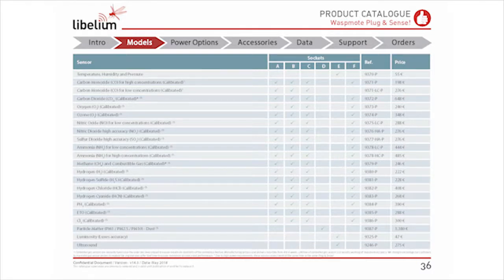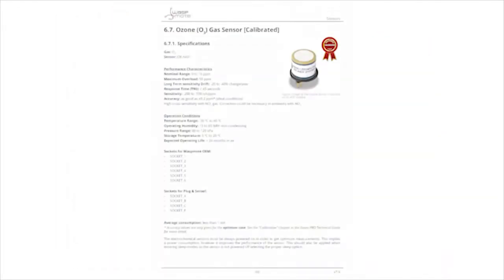You have a list of 18 gases sensors to choose among. On the technical guides, you have the range and the accuracy of each sensor. Please be sure that the features of the sensor accomplish the customer's expectancy. Libelium does not manufacture the sensors. We buy the sensors and we adapt them to our platform. So the sensors are made by a third party. They manufacture and calibrate the sensor in their factory.